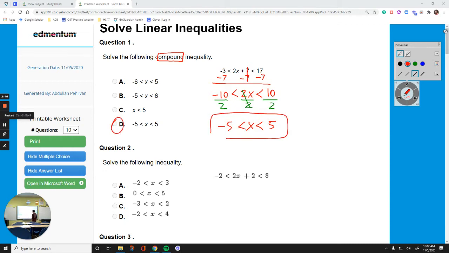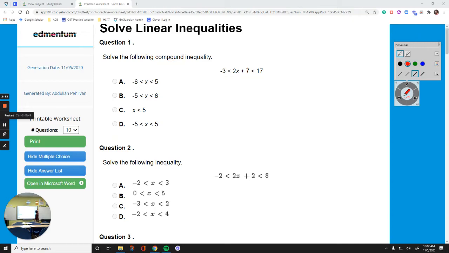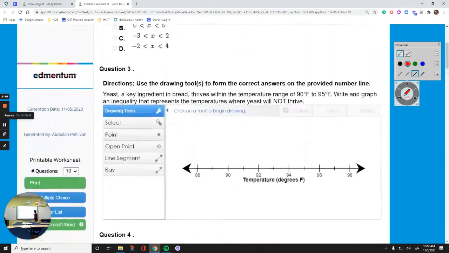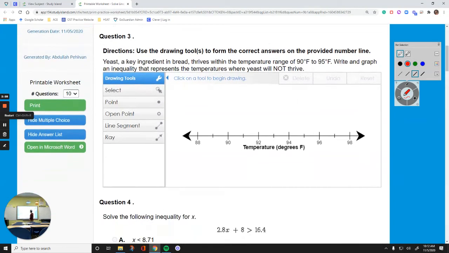So question number 2. I'm not going to do this one because they look exactly the same. I will scroll down a little and see if there are different questions. Yeah. Okay, let's do this one here. Question 3.